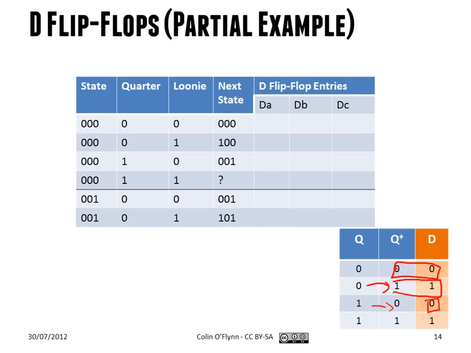So when you're doing the design, this is why D flip-flops simplify the design: you just copy the next state here. And if we have a don't care, we just don't care what the input is.